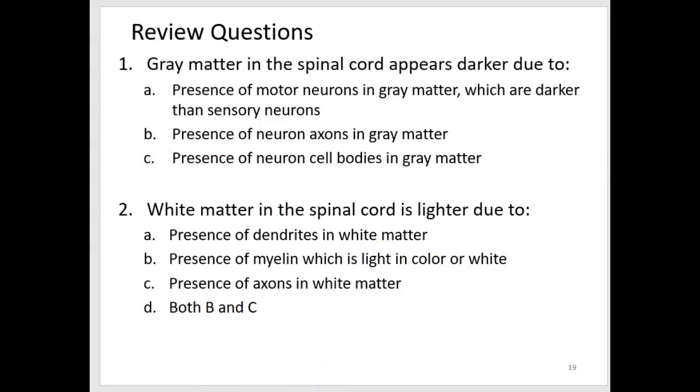And then number 2 asks, white matter in the spinal cord, why does it appear lighter? Is it because this is where dendrites are located? Is it because this is where myelin is located? Or is it because this is where axons are located? And you know that myelin is found on axons, so it must be both B and C, and that's true. So it's D.